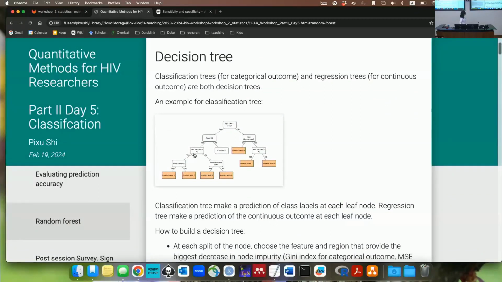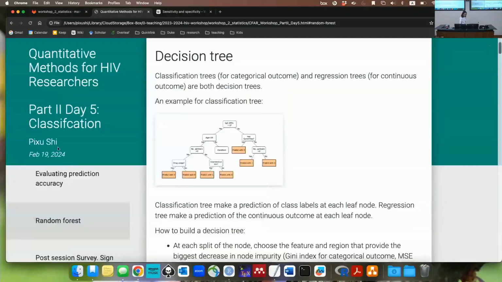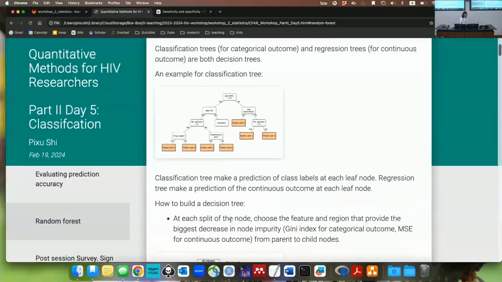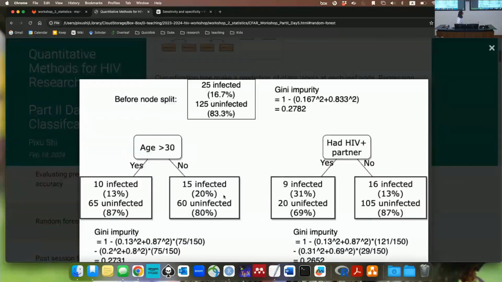The classification tree will make the prediction for each leaf node. Inside, it's not going to make any predictions, but it's going to find the split that gives you the best tree. So what do we mean by best tree? Let me show you a small toy example for just one tree node split.